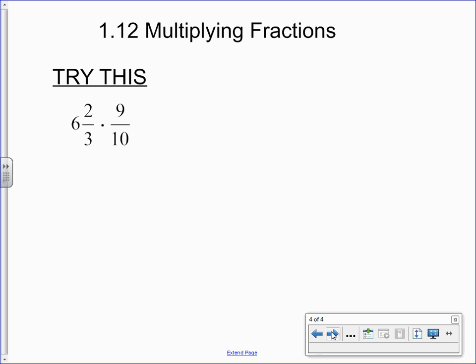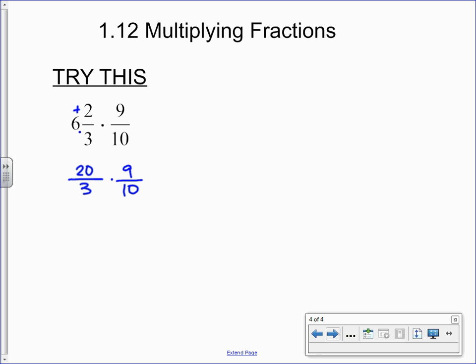I would now like you to try this problem on your own. So please pause the video and work it out, and then start the video when you're ready to check your answer. Okay, the first fraction is a mixed number, so hopefully you remember to change that into an improper fraction. You would do 3 times 6, which is 18, plus 2 is 20, keep the denominator of 3, and that's being multiplied by 9/10, which is not a mixed number, so we can leave it as it is.